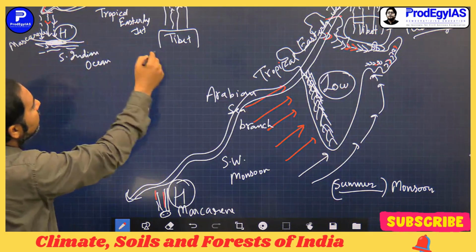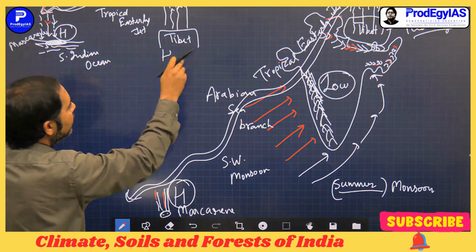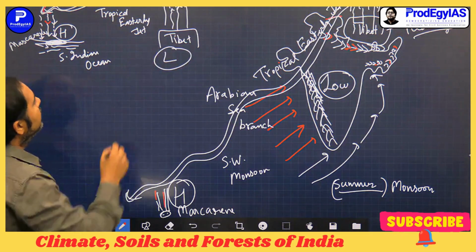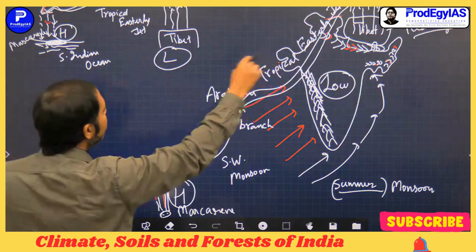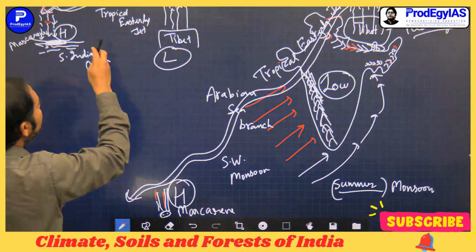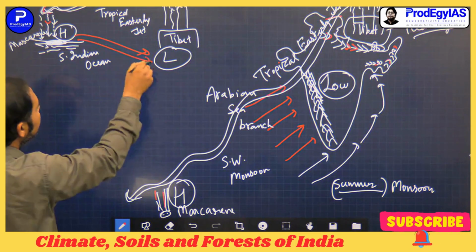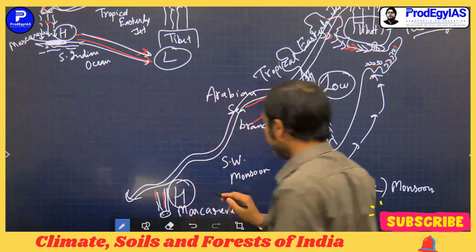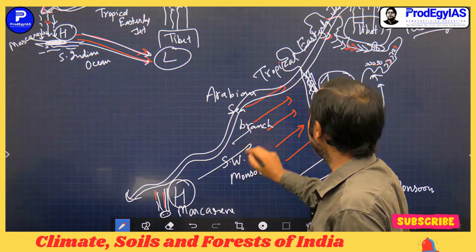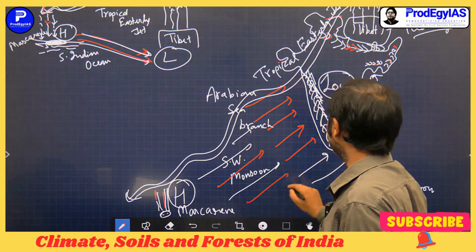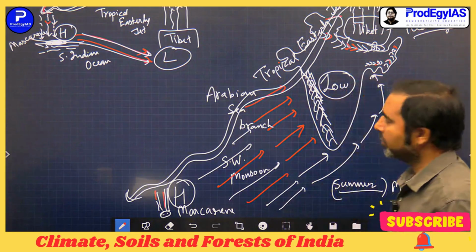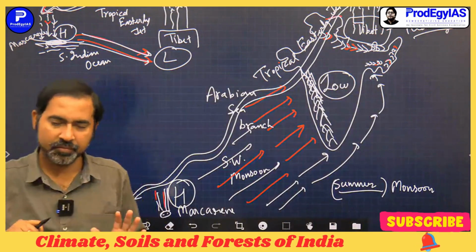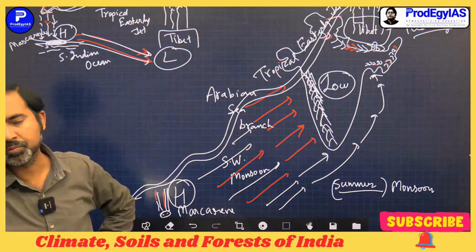Then this high, and here at the Indian subcontinent, it becomes low. So from this high to this low, there will be a flow of monsoon like this. Means from this high to this low, there is a flow of monsoonal winds like this. Right? So this is called the jet stream concept of Indian monsoon. This is the modern concept of Indian monsoon.